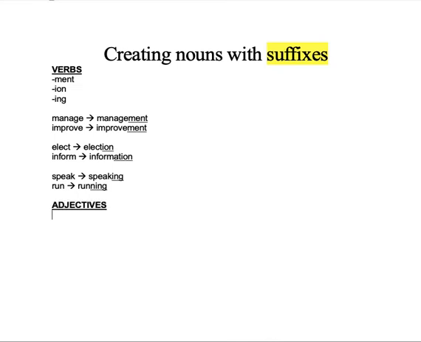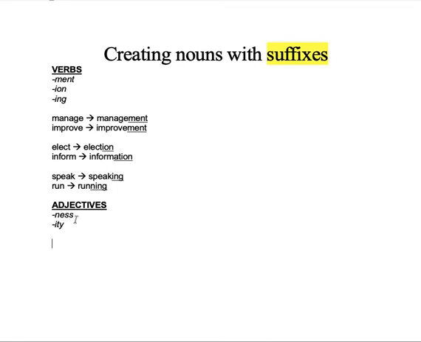All right, adjectives. So let's start. For example, you have only two options with adjectives. In verbs, you have three, which are -ment, -ion, and -ing. And with adjectives, we are going to have -ness and -ity. Okay, let me show you some examples now.